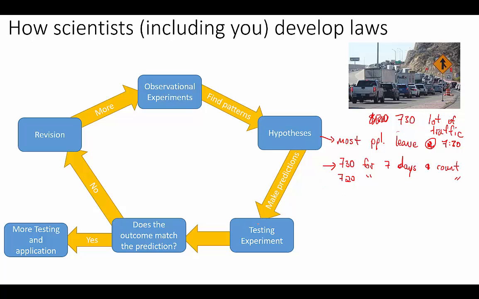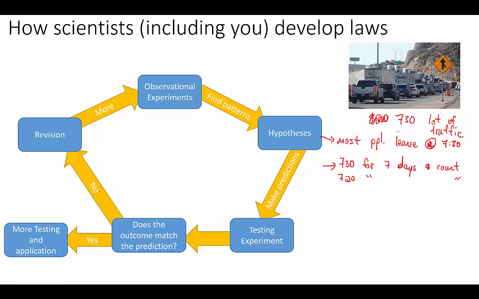And what I find, I do my testing, I go out for a week and I make my record, and then I'm going to look at my outcome. And my outcome found that yes, indeed, there are more cars at 7:30 than there are at 7:20. So my outcome matched my prediction. So I would do more testing and an application. In this case, I would probably go straight to application. And for me, my application would be, I'm not going to leave at 7:30 anymore. I'm going to leave at 7:20.